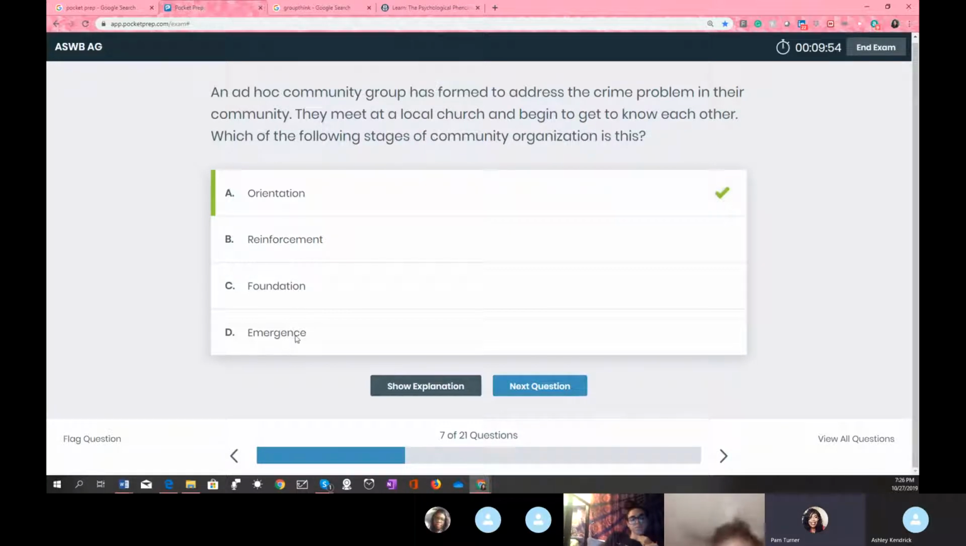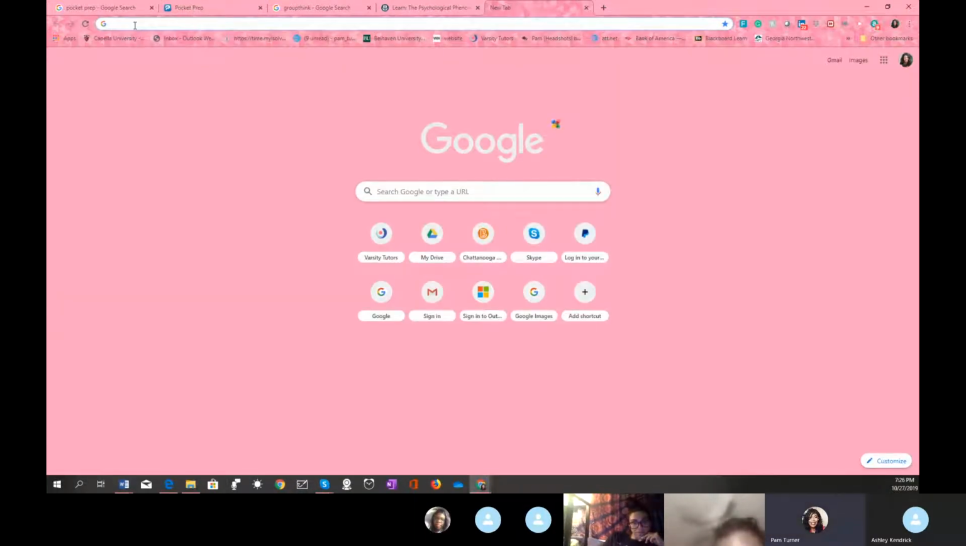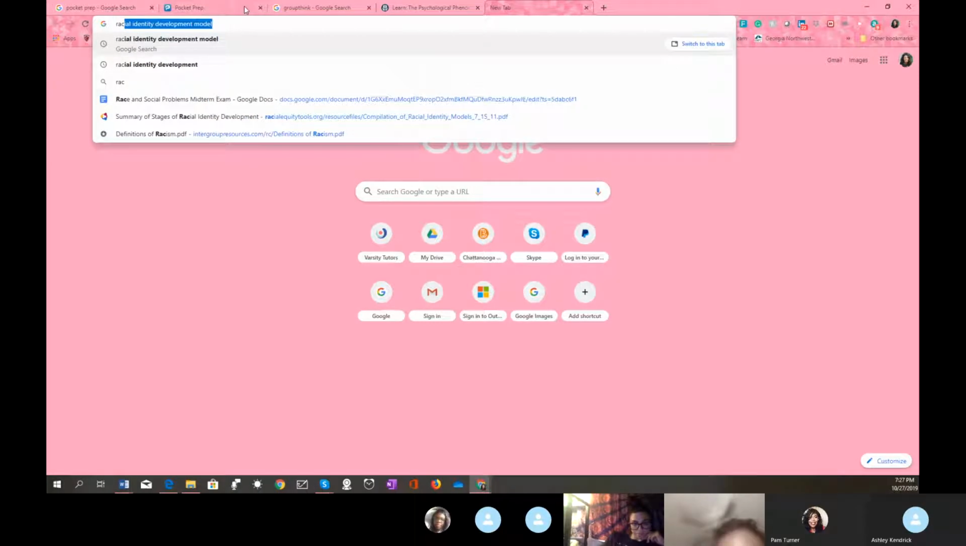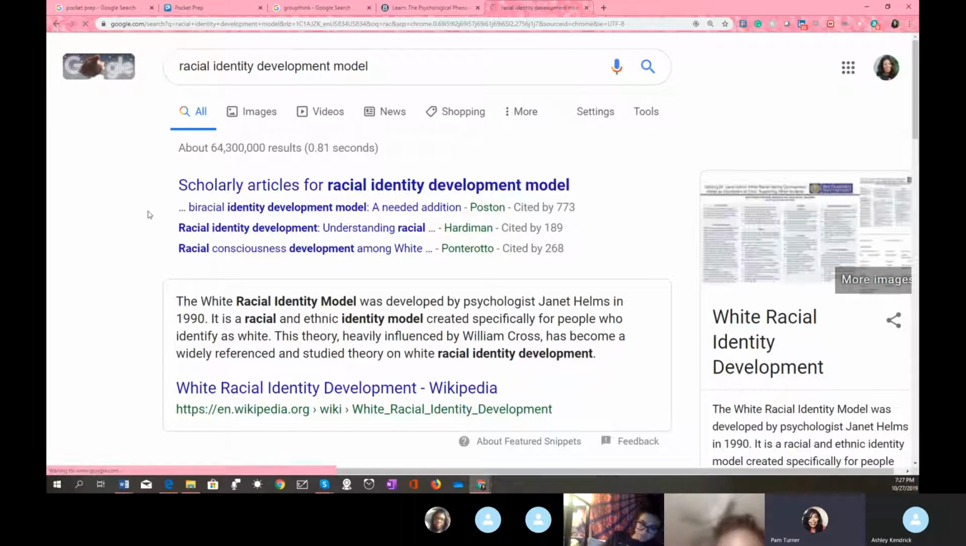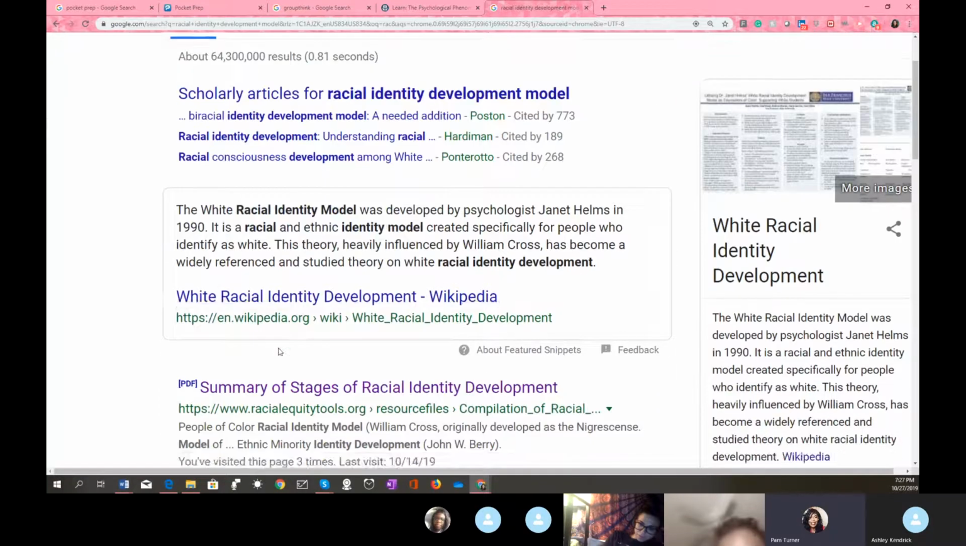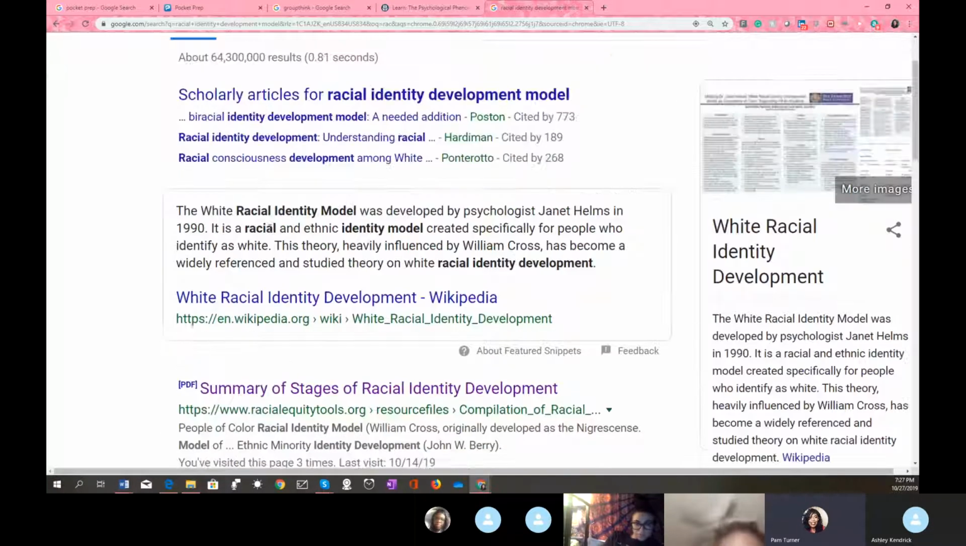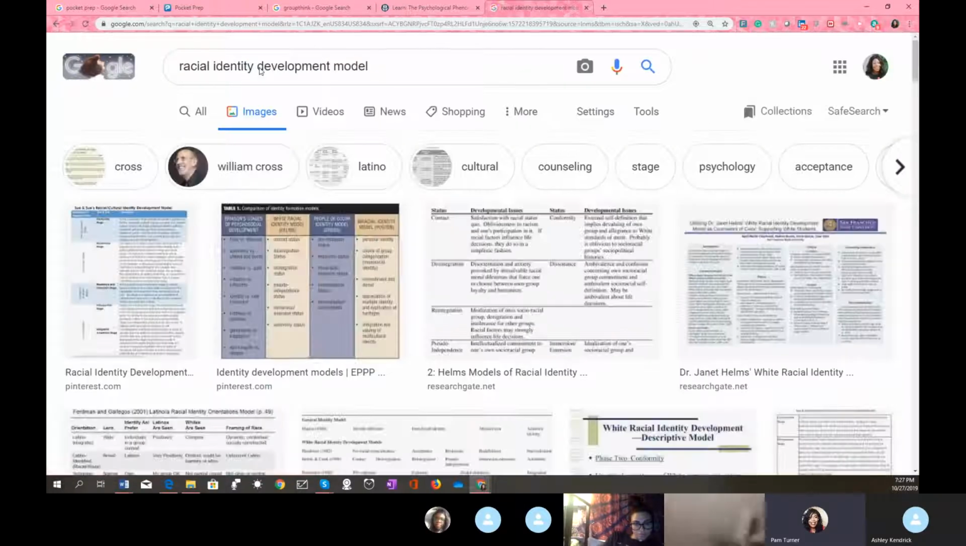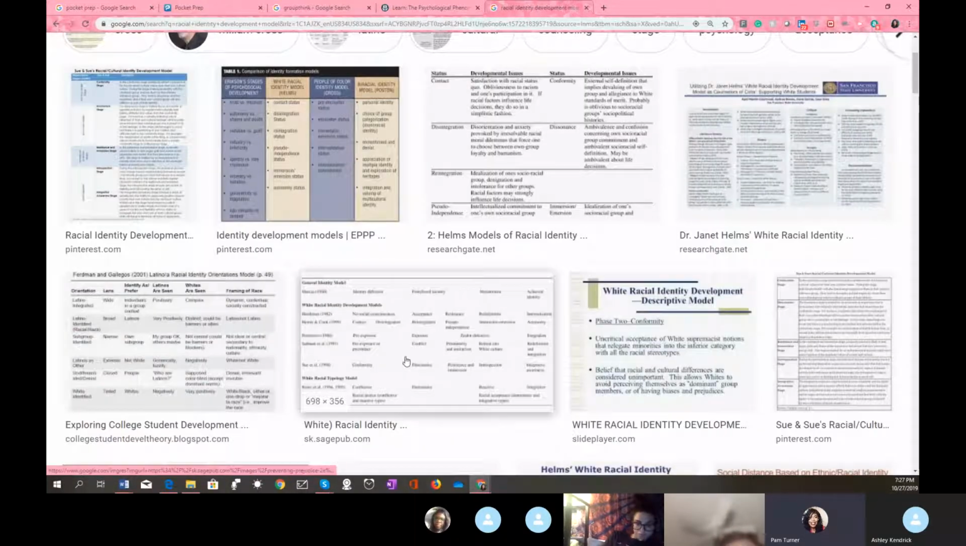The term emergence, where does that come from? Anybody know? Emergency? No. Yes, it may come from that, but in general, that is one of our terms that you might see on the test. That comes from the racial identity. You familiar with that one? There's a model that talks about how we identify our race. It talks about, in general, all the races, but most often on the test, it's referring to Black people. And there's a process.